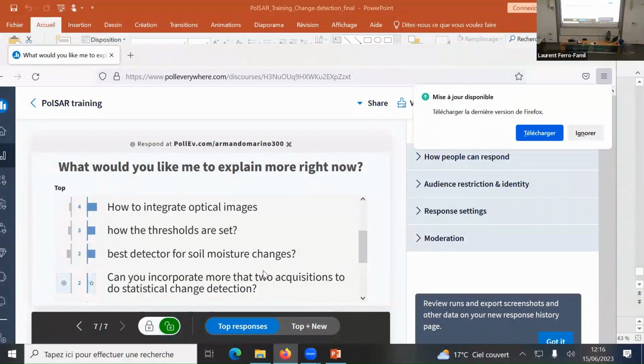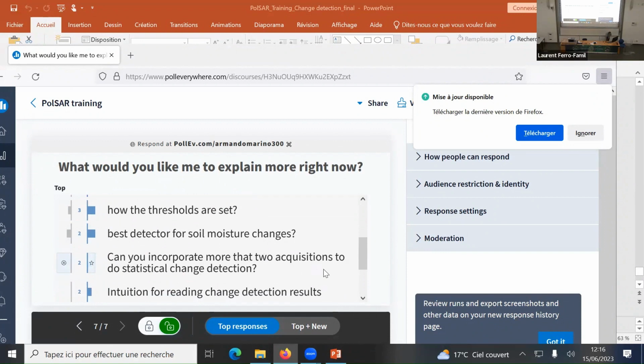Best detector for soil moisture. Have a look at what ESA is doing with the Copernicus surface soil moisture product. There is a Copernicus product, 1 kilometer grid, where they do soil moisture and they use this kind of algorithm. Now you may argue C-band is not good for that, but the algorithm is still there. So you can have a look at the algorithm and you may implement it. It's very easy to implement. It's just simple change detection. It's nothing too fancy.